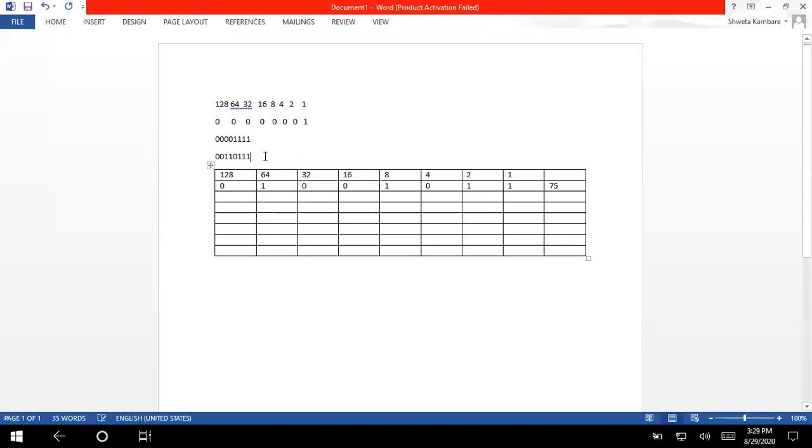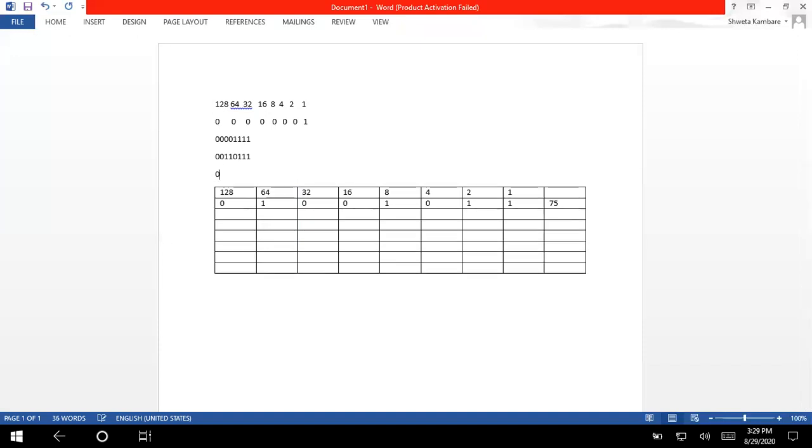0, 0, 1, 0, 0, 1, 0, 1, 1. Okay, I hope you have understood how to convert decimal numbers into binary numbers. Now, tell me, how will you represent minus 75? Try writing minus 75.